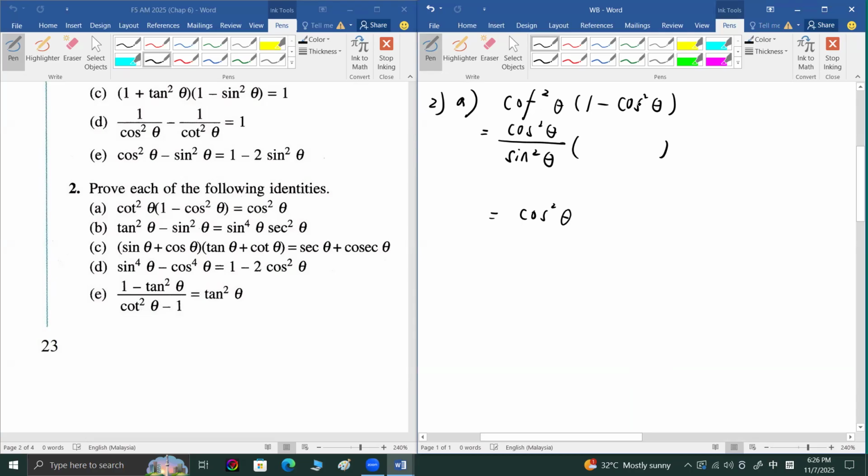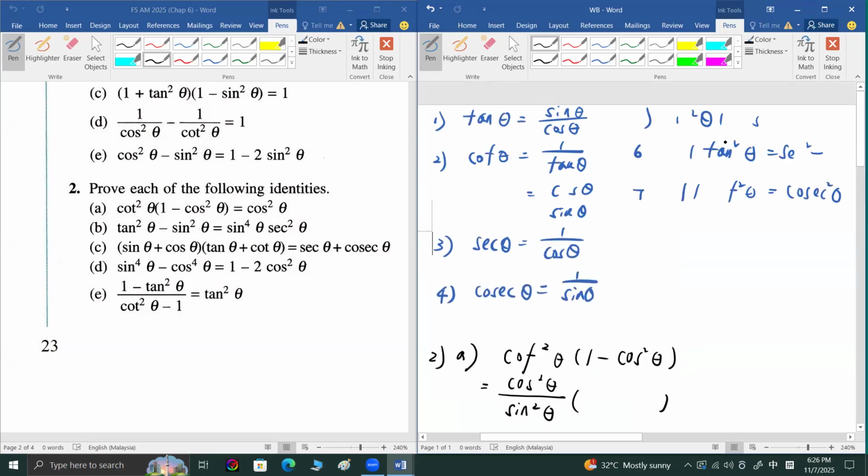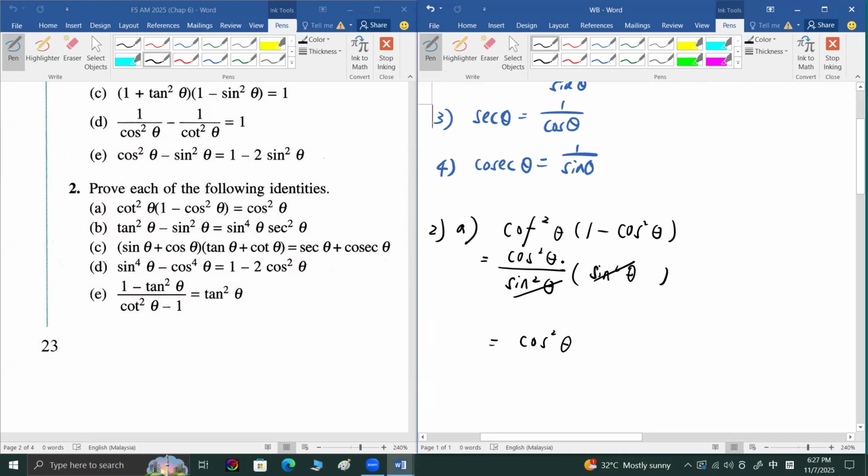Okay, remember 1 minus cos as well? You make use of this one. 1 minus cos is sine square theta. And then for cotangent there, I choose this one. Remember just now I said, from number 1 until number 4 only, we can square both sides. So class, here I get sine square. See, sine square and sine square, I can simplify. Then I got cos square theta, proven.